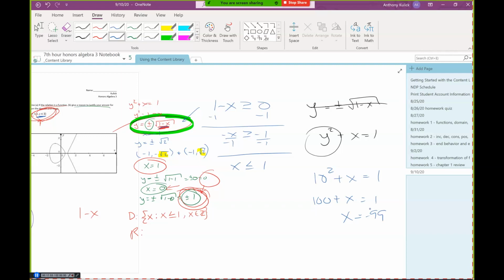We can kind of see that. So I can tell then that the range is going to be everything that I can use, which in this case is just the integers.